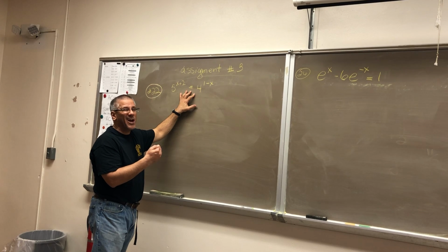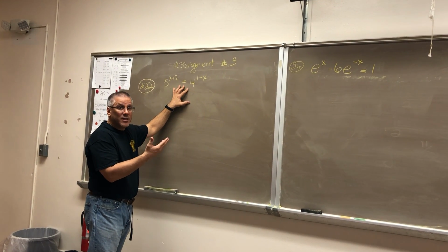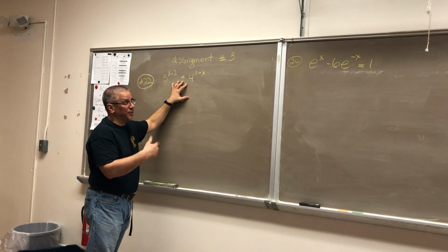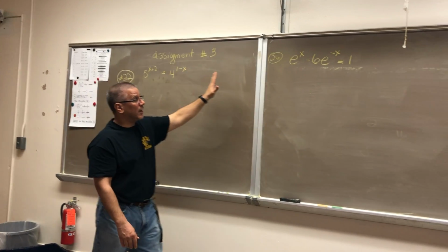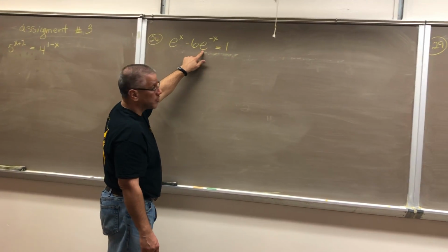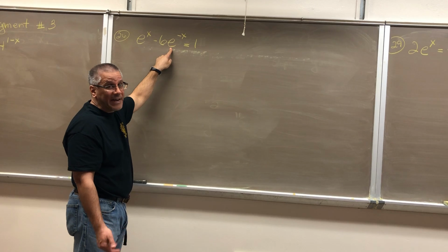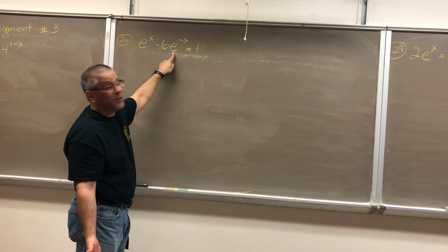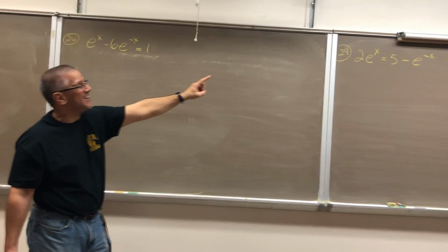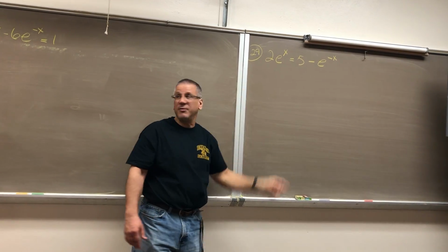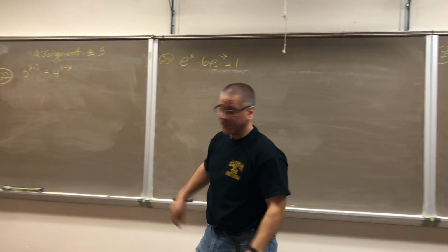I'm actually going to use ln. ln for me is a lot easier to write than log. And then we have our Euler's number problems, which actually become quadratics once we get them set up. So we're going to do 26 and then 29. All of these are from assignment number 3.